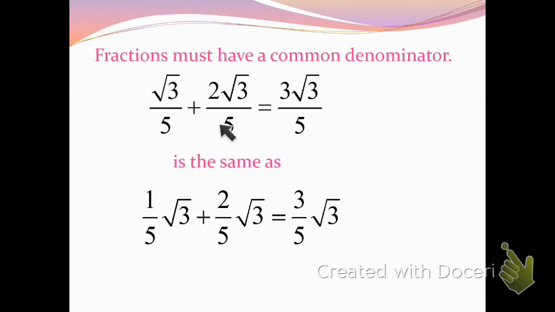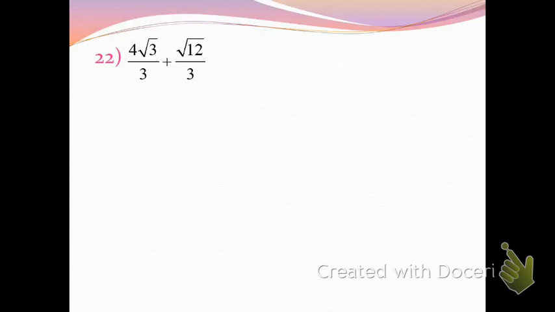All right, so common denominator, got to have it. These are the same thing. I like writing it like this, but I want you to understand this means 3/5 square root of 3, same thing as 3 square root of 3 over 5. Okay? So, question. I have a like radical, agree?